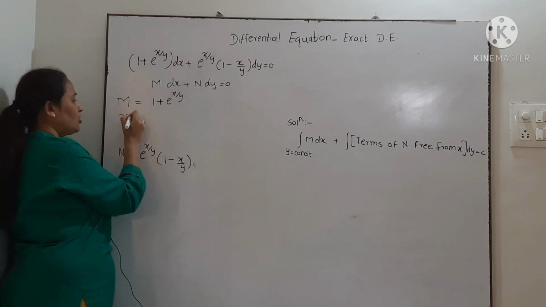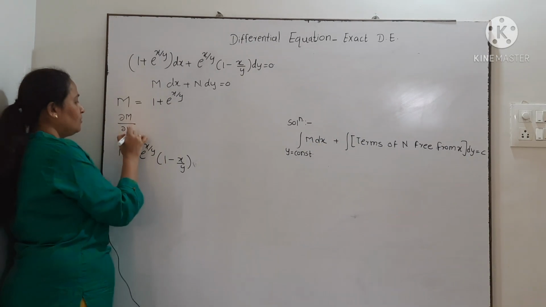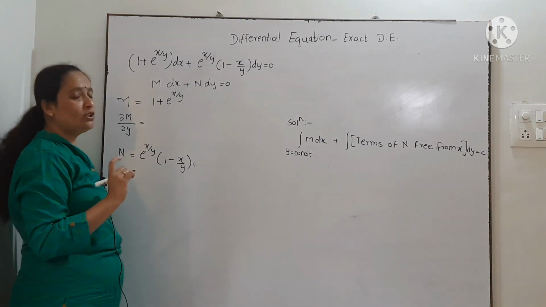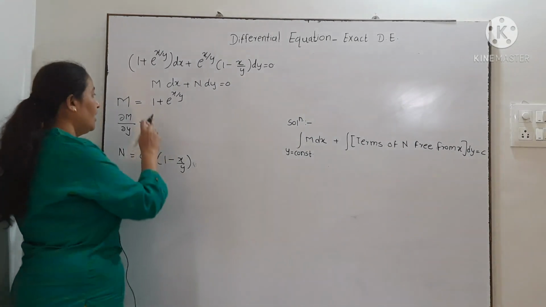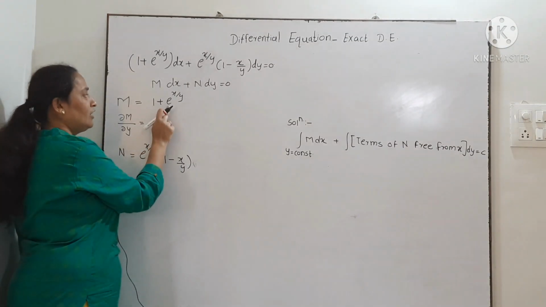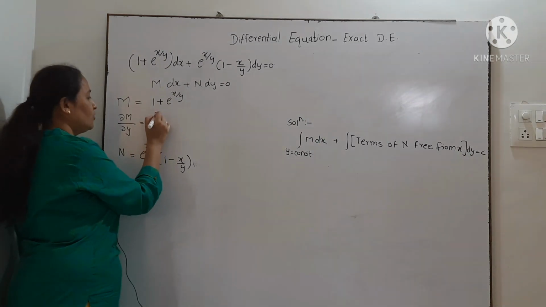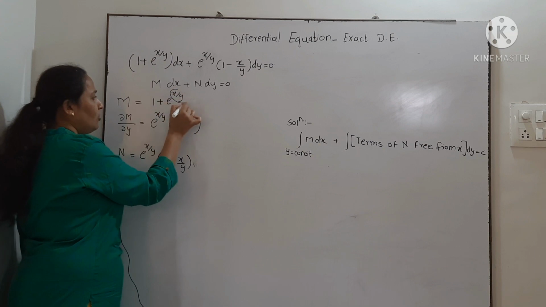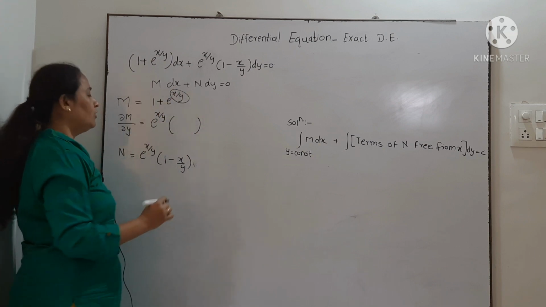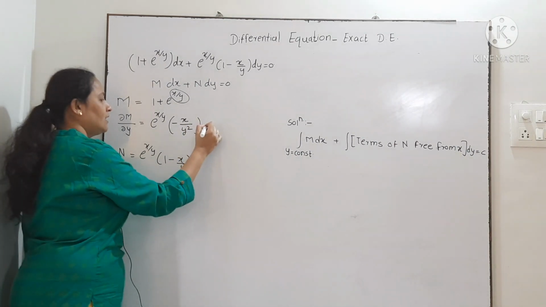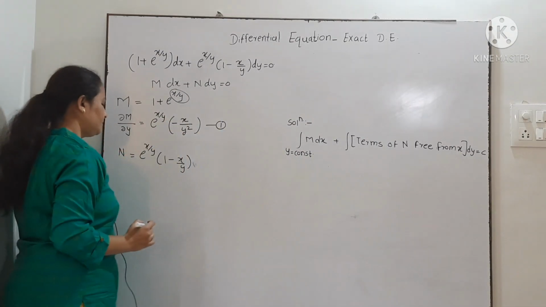Now I'll find the partial derivative of M with respect to y. Now differentiate this partially with respect to y. That means you have to treat x as constant. The derivative of 1, that is constant, is 0. The derivative of e raised to x is e raised to x, so it is e raised to x upon y into the derivative of x upon y with respect to y, that is minus x upon y square. So this is equation number 1.